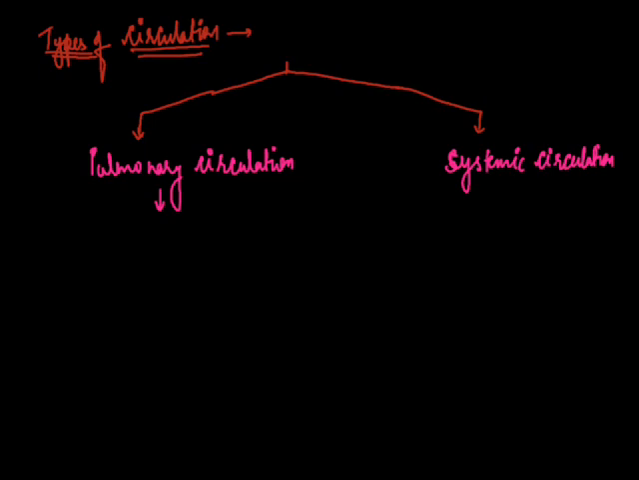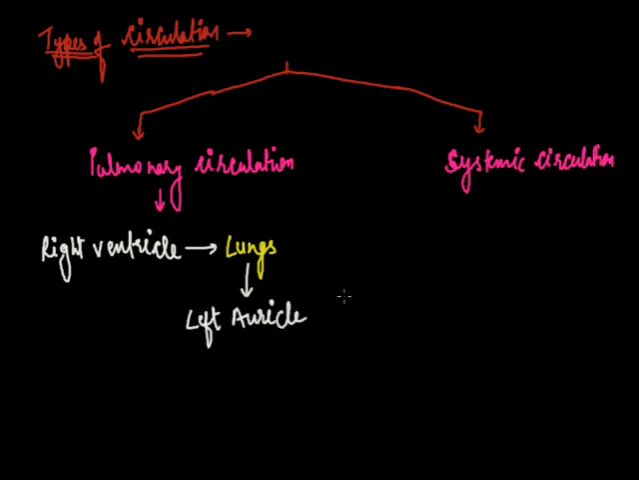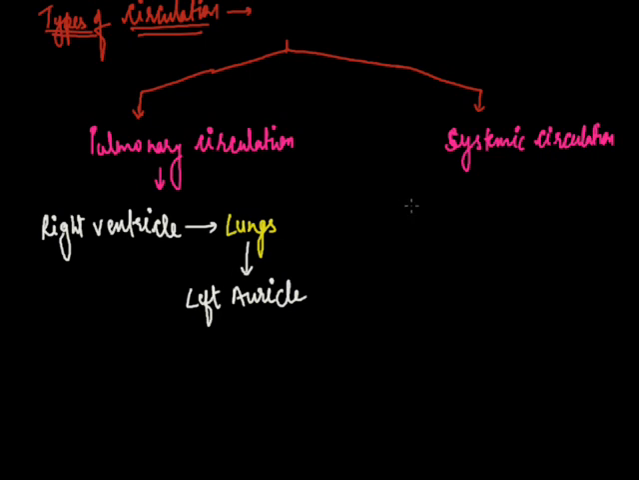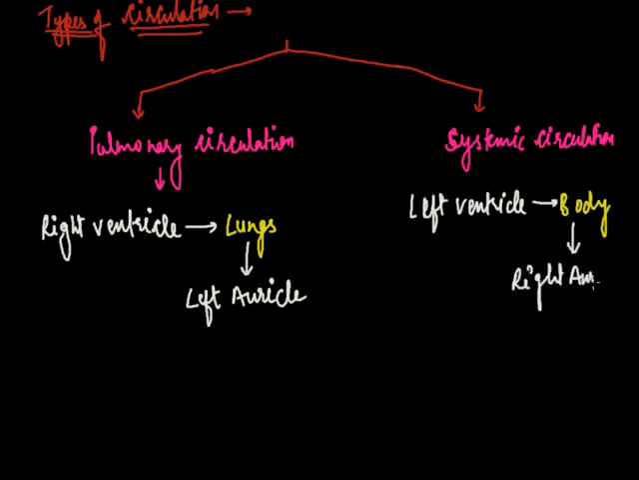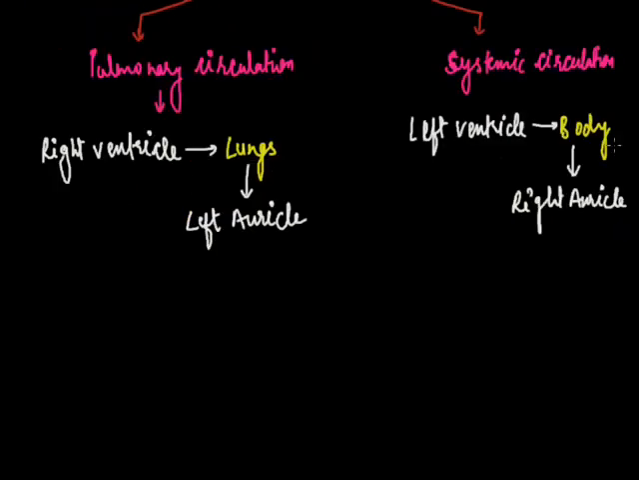So we can say that pulmonary circulation occurs from the right ventricle to the lungs and from the lungs to the left auricle, while systemic circulation occurs from the left ventricle to the body and from the body to the right auricle.